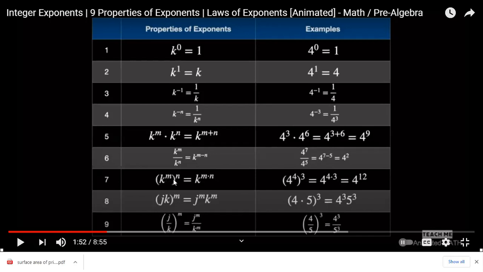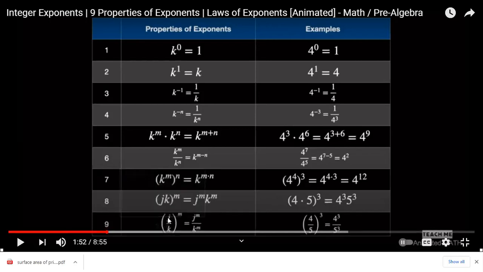Also, we have a raising power: k to the power of m, all to the power of n, equals k to the power of m times n. We are going to multiply the two exponents together. So it will be 4 times 3, it will be 4 to the power of 12. When we have two variables inside the parentheses and we have an exponent, we have to distribute the exponent over each one. Then jk all to the power of m will be j to the power of m times k to the power of m. We have 4 times 5 all to the power of 3, so we will distribute 3 over 4 and 5: 4 to the power of 3 and 5 to the power of 3.